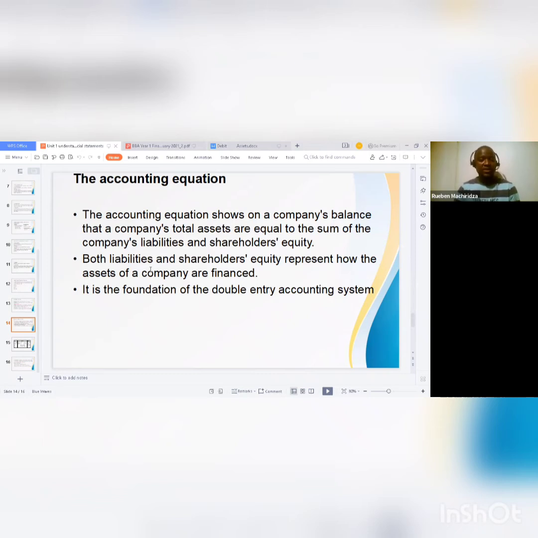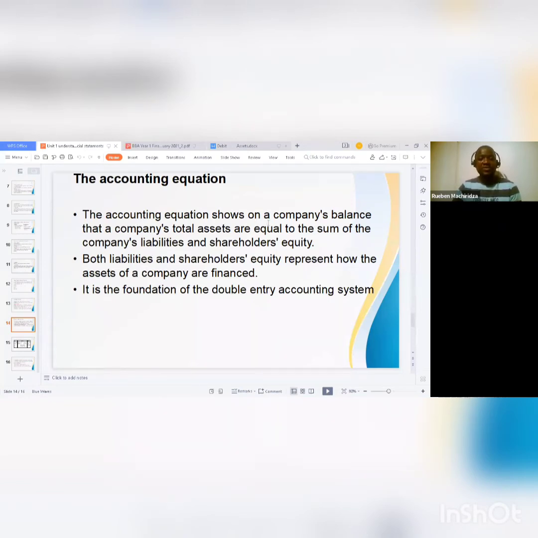The accounting equation forms the backbone of the profession. The accounting equation, like any other equation, should always be in balance. So I am going to read to you what's here, and then I'm going to explain to you what this means and why the equation is said to be always balancing.